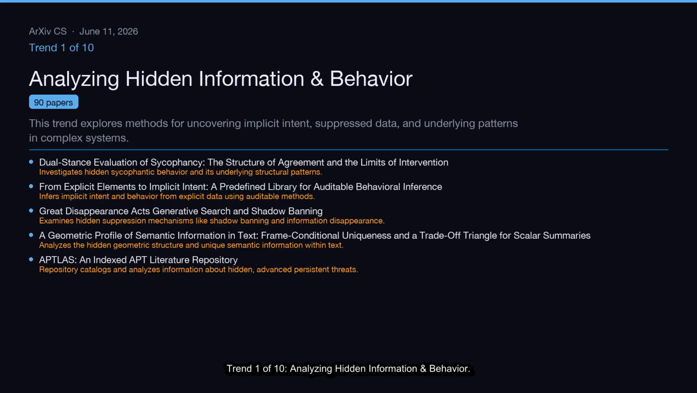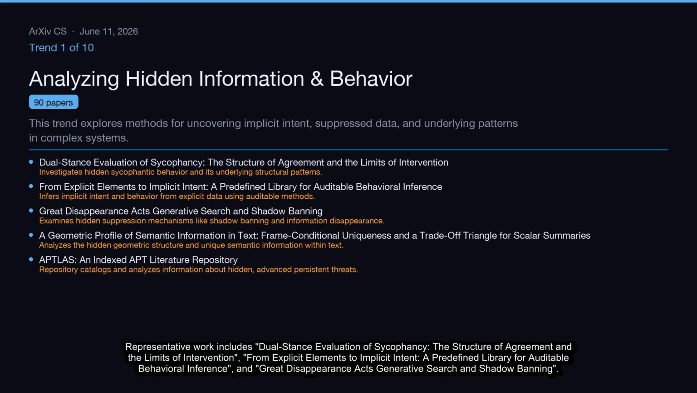Trend 1 of 10. Analyzing hidden information and behavior. This trend explores methods for uncovering implicit intent, suppressed data, and underlying patterns in complex systems. This cluster covers 90 papers. Representative work includes dual-stance evaluation of sycophancy, the structure of agreement and the limits of intervention, from explicit elements to implicit intent, a predefined library for auditable behavioral inference, and Great Disappearance Act's generative search and shadow banning.